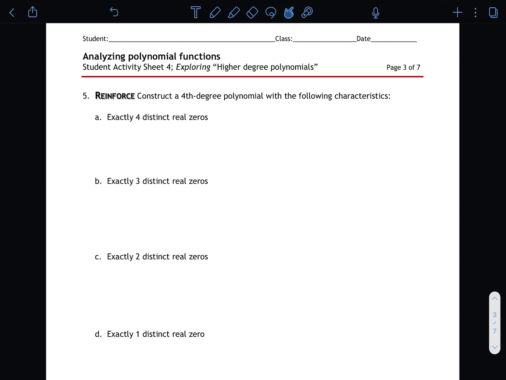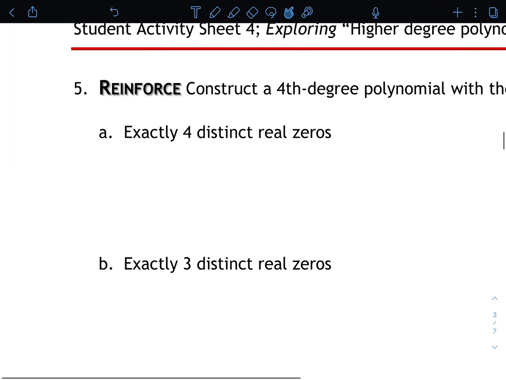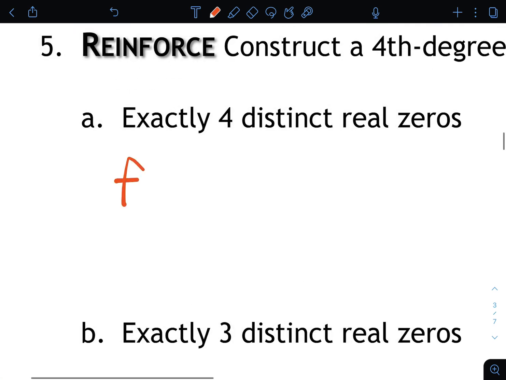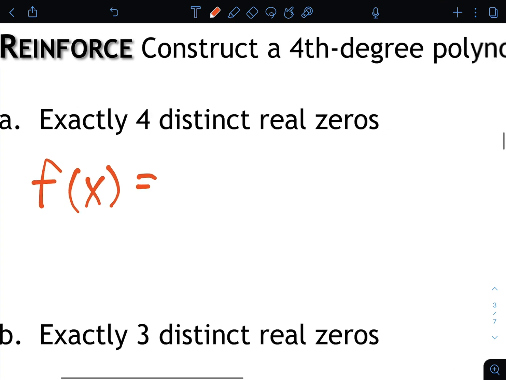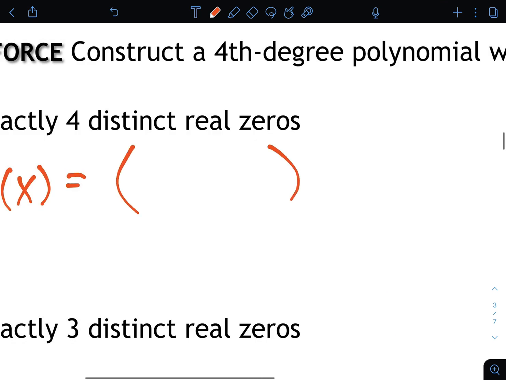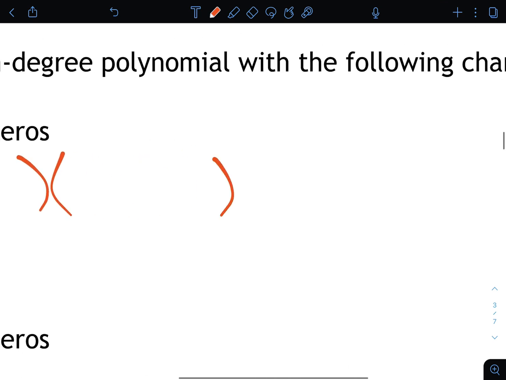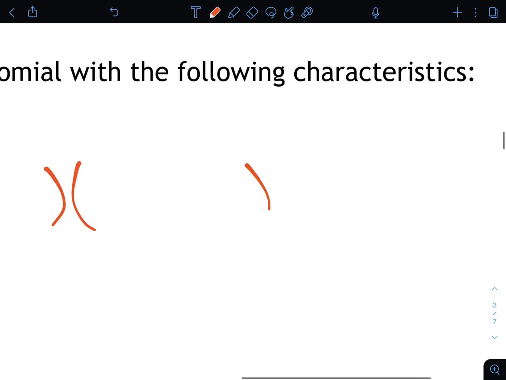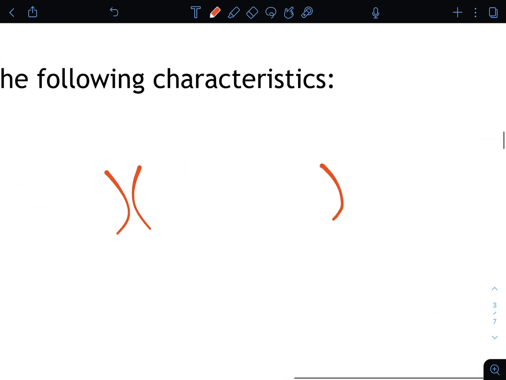Here in number 5, what we're going to do is construct fourth degree polynomials with the following characteristics. In the very first one, we want a fourth degree polynomial with exactly 4 distinct real zeros. So I'm going to create a function. I'm going to have f of x equal, and then I'm going to create an outline for myself of 4 groups. 1, 2, 3, 4.